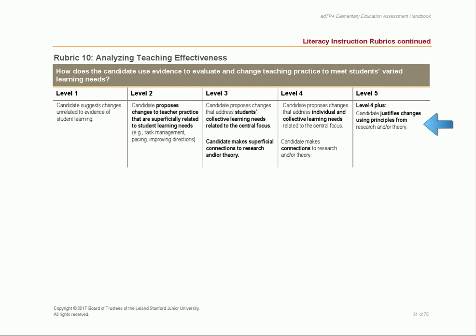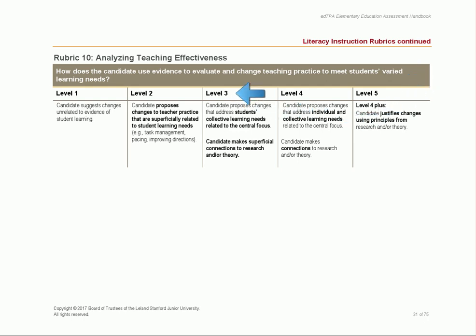And the last rubric for the instructional task, analyzing teaching effectiveness. How does the candidate use evidence to evaluate and change teaching practice to meet students' varied learning needs? Let's hold on to the last part again, varied learning needs. Okay, as I talked about earlier, you can think about how to improve your lessons for the whole class, but you also need to be thinking about for particular kids.